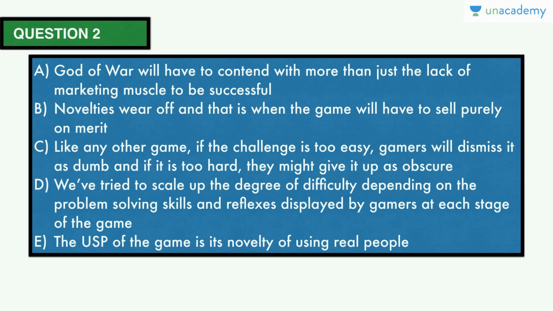Okay. A could be the starting sentence. Novelties wear off, and that is when the game will have to sell purely on merit. This is sort of a realization that people are having. I see that somebody is talking in first person, so it could be an interview. Yeah, the USP of the game is its novelty of using real people. Okay. B, C, D, E don't look like the opening sentences to me. I'm going to go with A as the opening sentence clearly.